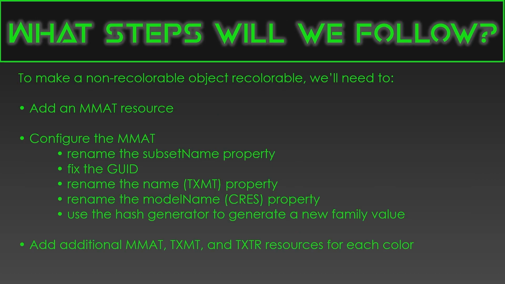What steps do we need to follow? To make a non-recolorable object recolorable, we will need to add an MMAT resource and configure the MMAT. That consists of renaming the subset name property, fixing the GID, renaming the name, that's a TXMT, renaming the model name, that's a CRES, and then using a hash generator to generate a new family value. Then for every recolor, we would need to add an additional MMAT, TXMT, and TXTR.